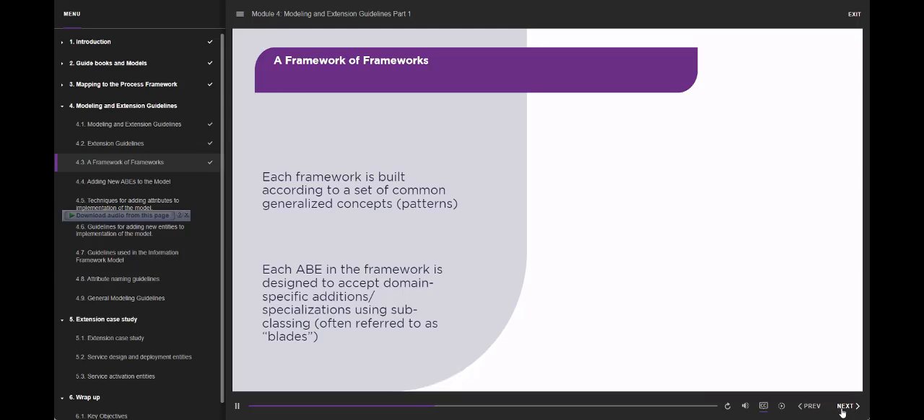of affinity analysis. What this framework of frameworks enables is the ability to add domain or ABE-specific blades, similar to the concept of server blades that allow additional components to be added to the framework without major impact to the other areas of the framework. This is a necessary characteristic of an extensible information framework and its associated models.